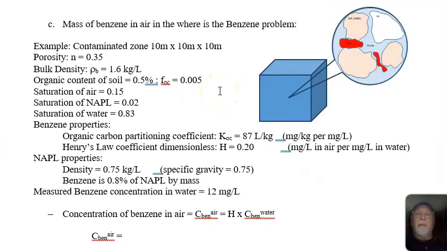Now let's move on to the next step of our where-is-the-benzene problem, where we're going to do the mass of benzene in the air in the subsurface. So again, we have this 10 by 10 by 10 meter contaminated zone. If we look with our microscope there, we see in the pore space, we have some NAPL, we have some water, and we have some air. So the air in this example is 0.15 of the total pore space. Could be a lot higher. So these numbers can be different. And we have the other properties there, and we're using Henry's constant here of 0.20. So this must be a little different temperature than the one I did before.